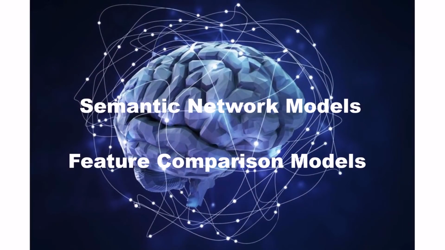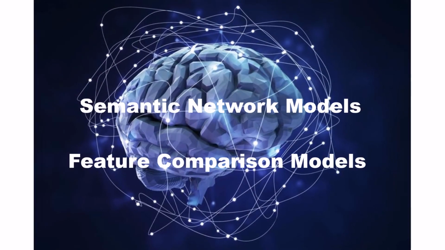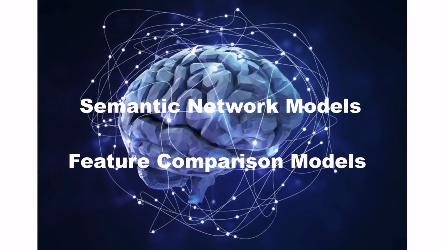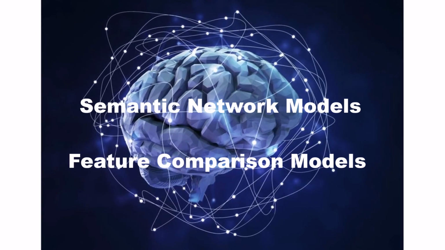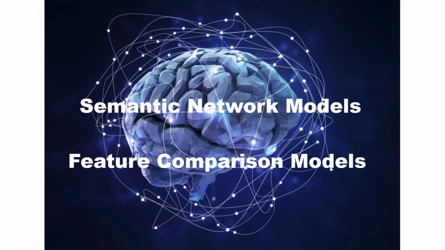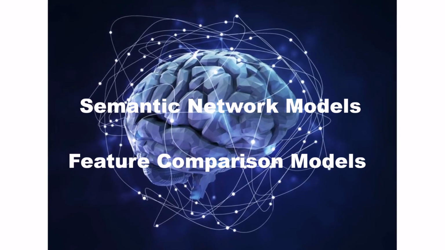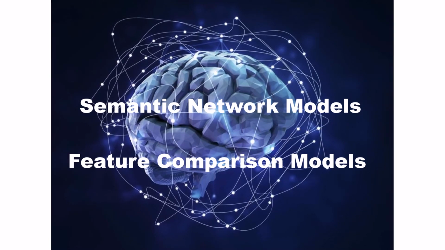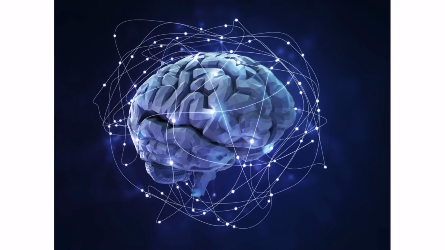The two models, the semantic network model and the feature comparison model, differ from each other on a number of points. Firstly, the semantic network model is a hierarchical network of concepts, whereas in the feature comparison model, each concept has been defined at each level.